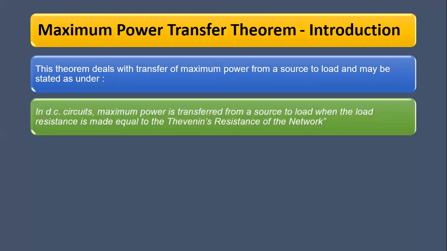As per the statement of the maximum power transfer theorem, the maximum power is transferred from source to load when the load resistance is equal to Thevenin's resistance of the network. That means when the load of the network becomes equal to the internal resistance of the network. Thevenin's resistance is sometimes also known as the internal resistance of the network.